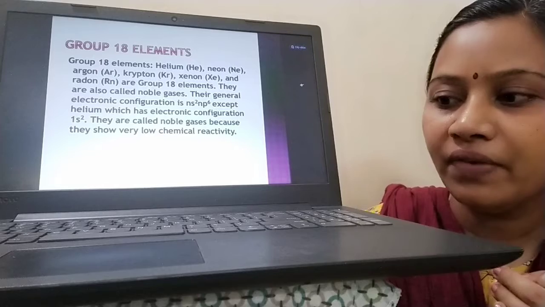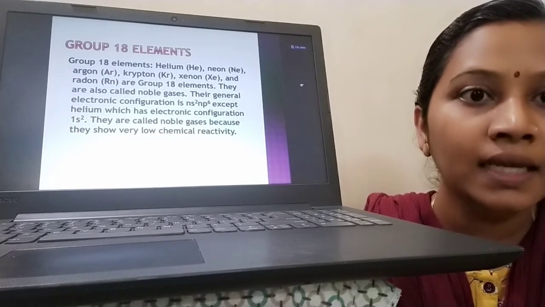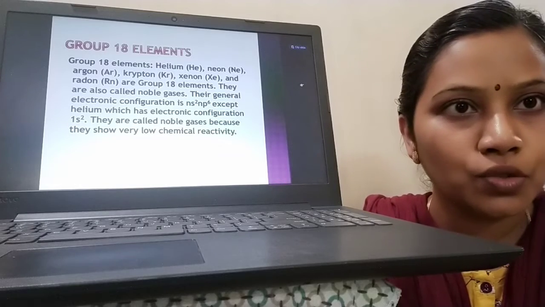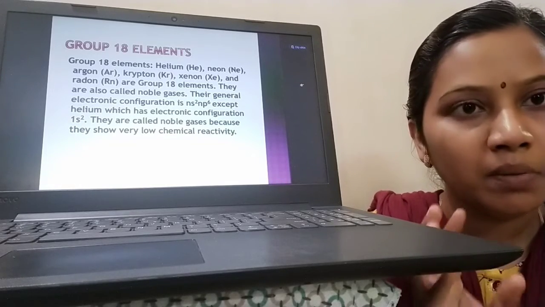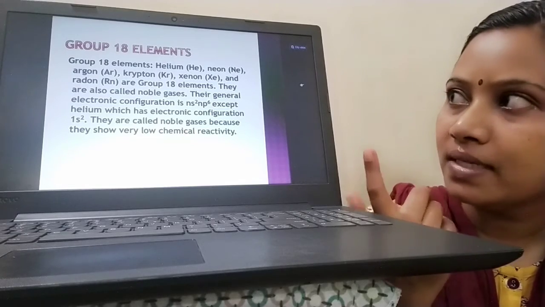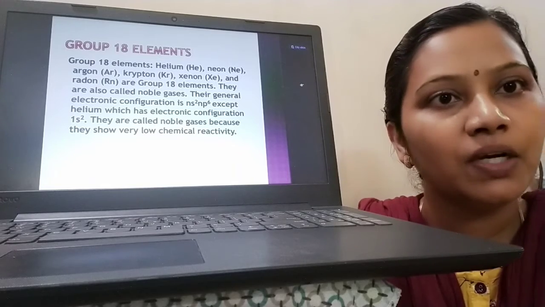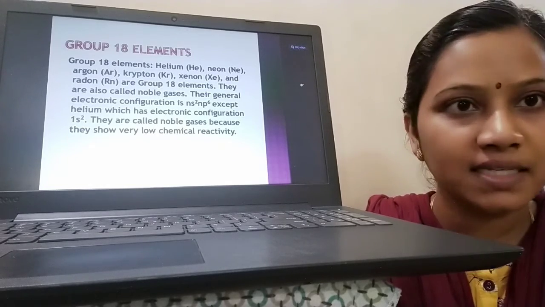Now under group 17, we have seen halogens, where fluorine is the exceptional character, and we have given special importance to chlorine. Try to remember the oxoacids of sulfur and the oxoacids of chlorine. Group 18 elements, which are nothing but noble gases, we will be discussing in the next session.